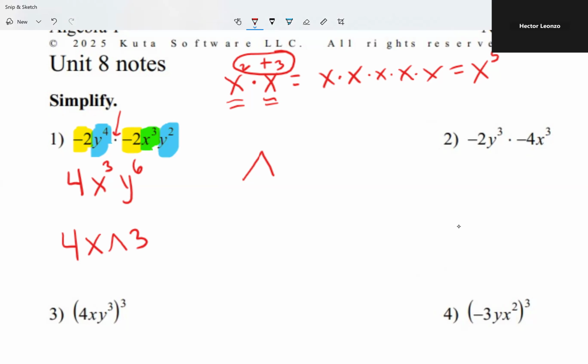Now, y to the 6, I'm going to go y caret 6. So I'm going to use that caret. We call it caret. I have no idea why. It doesn't look like a caret, but that's the name. I'm going to use the caret key for exponents. And remember, my letters have to be in alphabetical order.